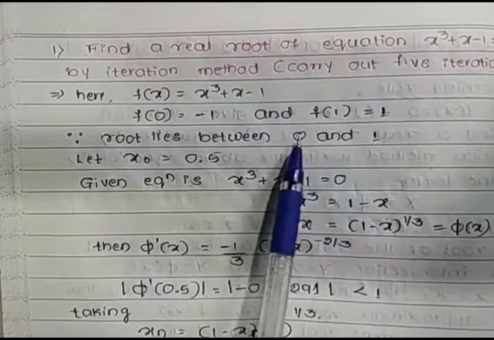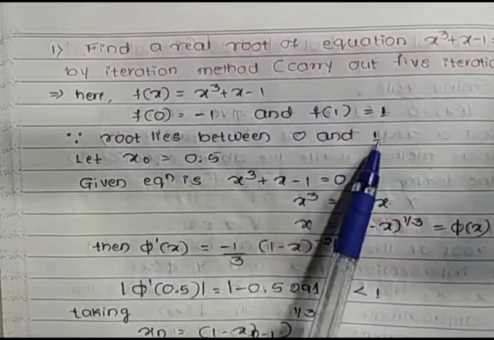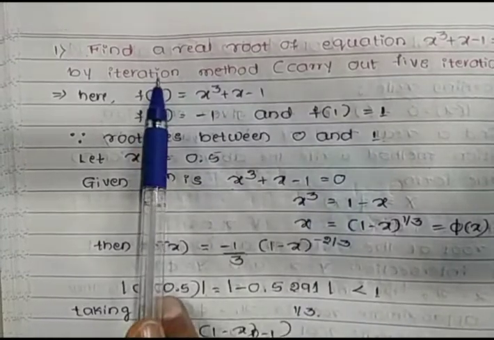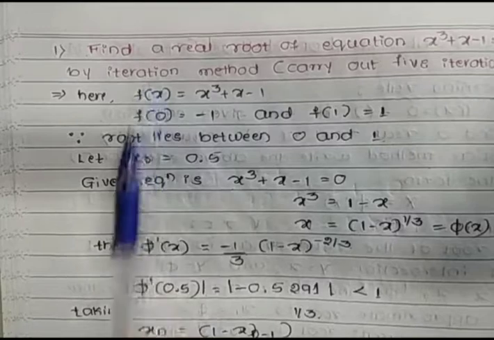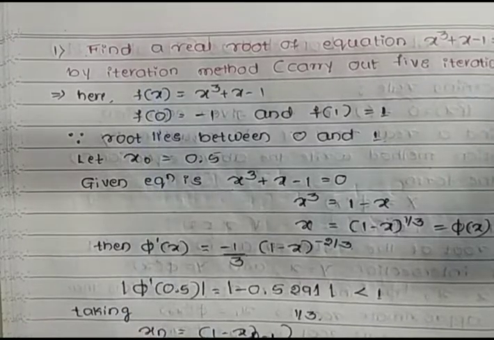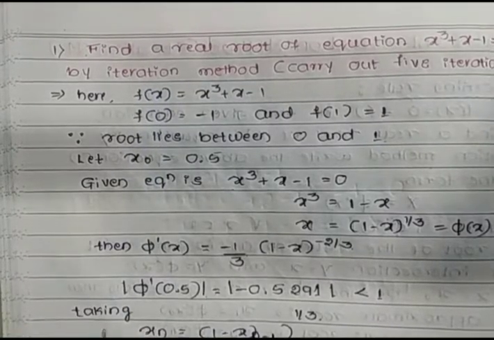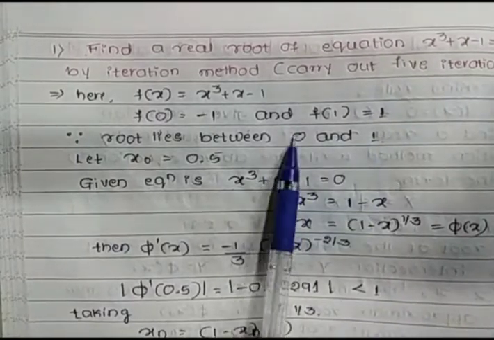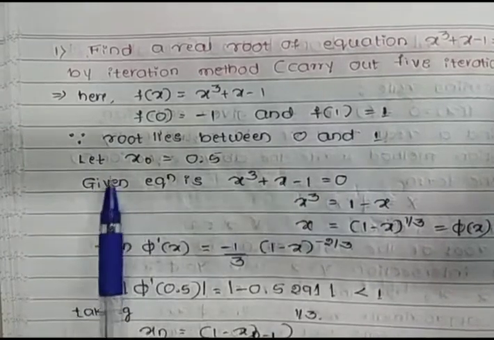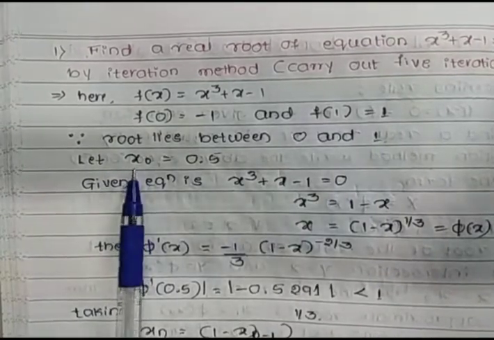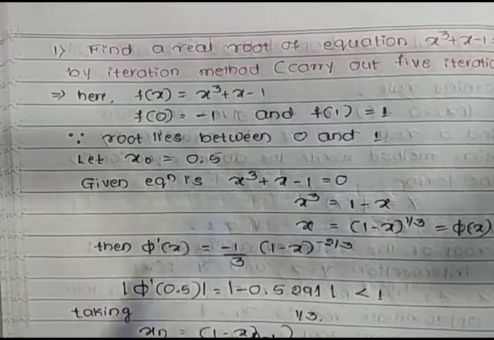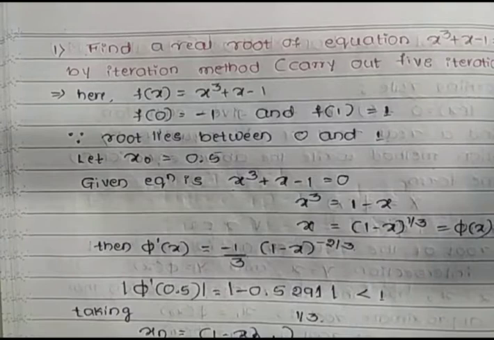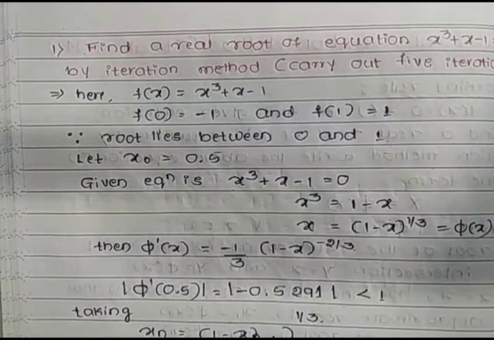Okay. Now, don't consider 0 and 1 as your two initial approximations, because we are solving by the iteration method. In the iteration method only one initial approximation we have to consider, which will be between 0 and 1. So let us consider x0 as 0.5. Why 0.5 only? This is very important here. Why are we considering 0.5 only?